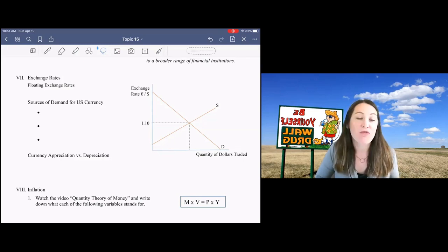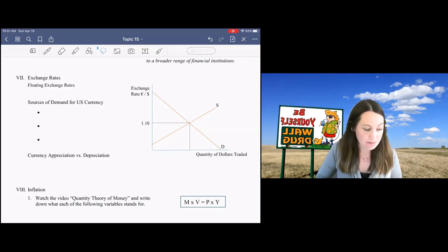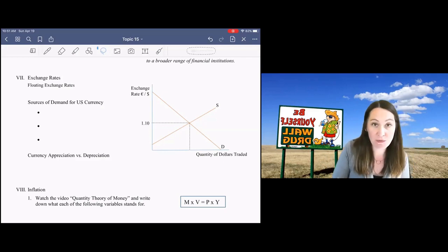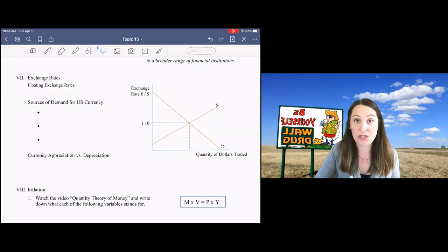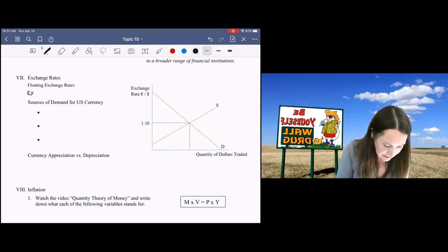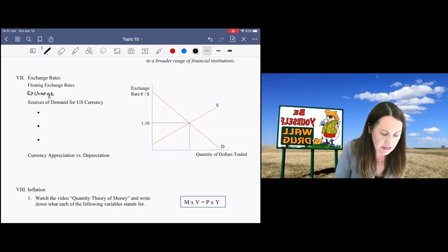But like we said before, most countries allow the value of their currency to fluctuate with the market, and we would call that type of exchange rate system a floating exchange rate. So a floating exchange rate is where exchange rates, the rate at which you can exchange one currency for another, fluctuate freely based on supply and demand for that currency on the foreign exchange markets.